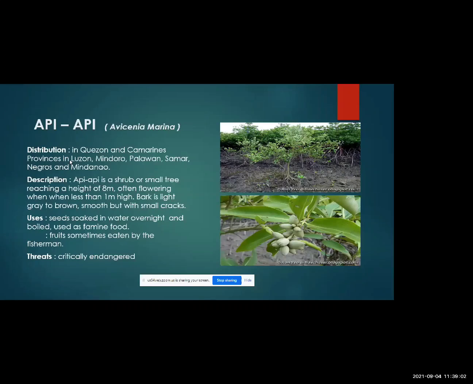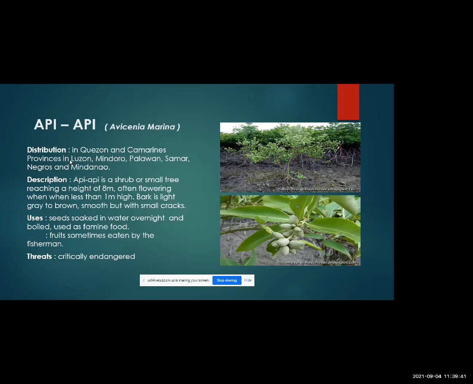For description, api-api is a shrub or small tree reaching a height of 8 meters, often flowering when less than 1 meter high. Bark is light gray to brown, smooth with small cracks. Leaves are leathery, opposite, dark green above and pale and hairy below. Oblong ovate to elliptic, 5 to 10 centimeters long, 2.5 centimeters broad, usually rounded at the apex and narrow at the base.